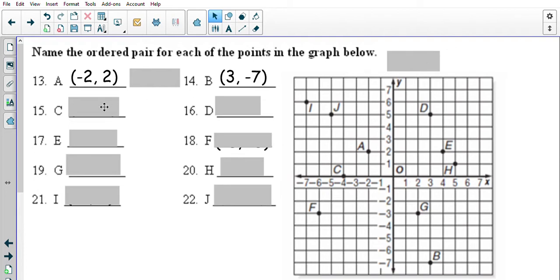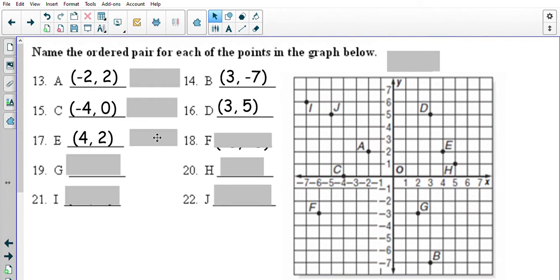Point C is right here. We go left 4, up or down 0, so negative 4, comma 0. Point D, go right 3, up 5, this will be 3, comma 5. E is right here. We go right 4, up 2, 4, comma 2. Point F, here. Go left 6, down 3, negative 6, negative 3. Slide that up a bit. Point G is here. Right 2, down 3, 2, negative 3.